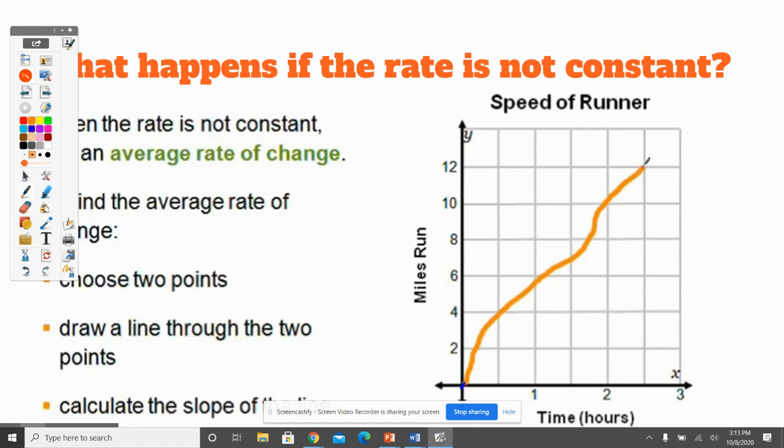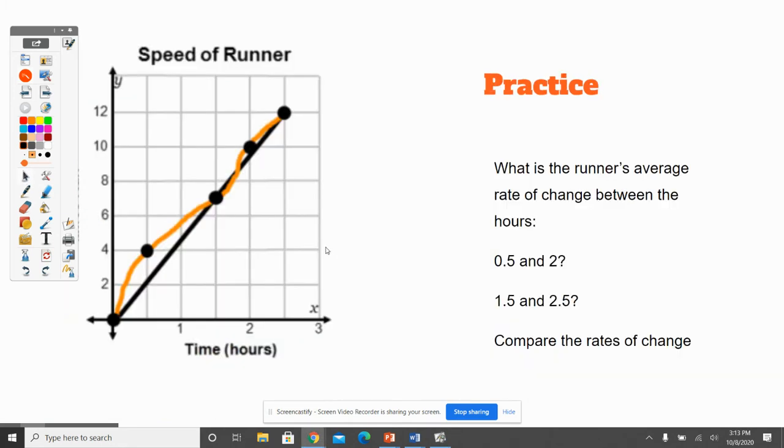If they wanted to know the average rate for the whole trip, you could use the endpoints. Otherwise, you'll need to know the intervals they're talking about and find the rate of change, which would be the slope formula between those 2 points. So let's practice some. What is the rate between 0.5 and 2?